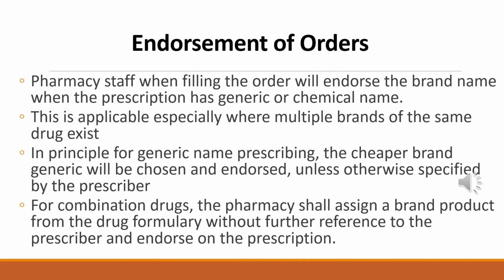Next, I would like to briefly address the issue of endorsement of orders. Pharmacy staff, when filling the order, will endorse the brand name when the prescription has a generic or chemical name. This is applicable especially where multiple brands of the same drug exist and are stocked by the pharmacy department. In principle, for generic name prescribing, the cheaper brand generic will be chosen and endorsed on the treatment sheet or prescription, unless otherwise specified by the prescriber. For combination drugs, the pharmacy shall assign a brand product from the drug formulary without further reference to the prescriber and endorse on the prescription.